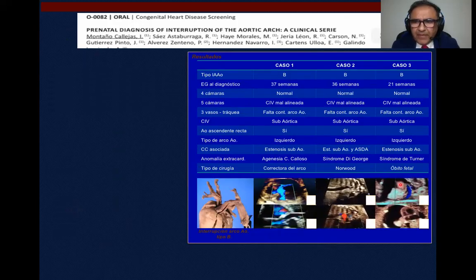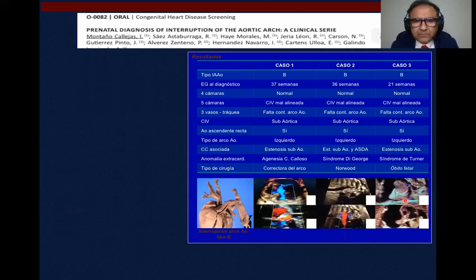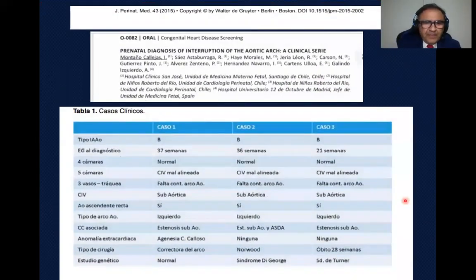This patient also had hydrops, and the diagnostic suspicion was made based on cardiac screening following Yagel's 5 views. Please look at the 4-chamber view. All 3 had normal 4 chambers. In the 5-chamber view, there was a malaligned VSD. In the 3-vessel and trachea view, there was a lack of continuity in the transverse aortic arch.